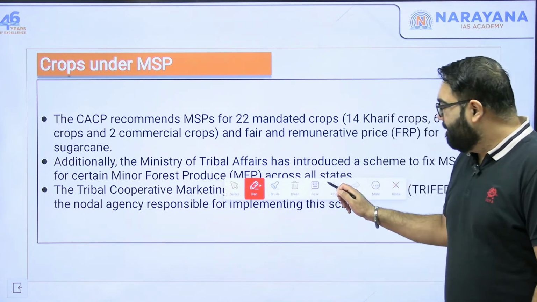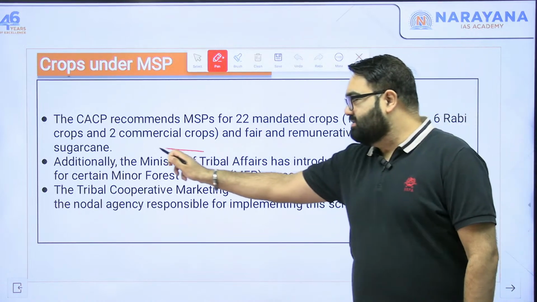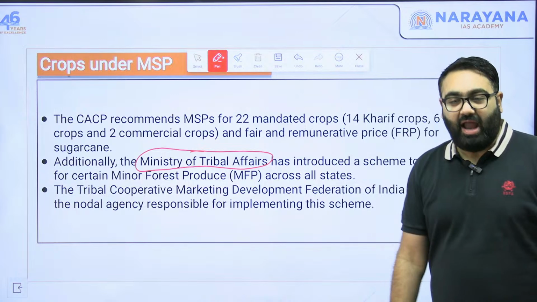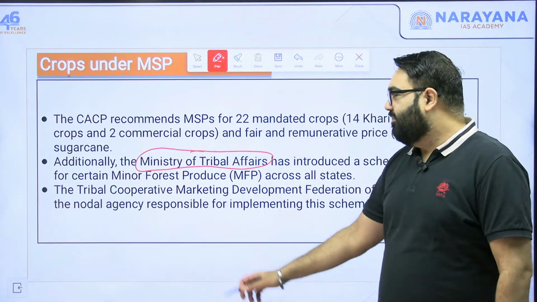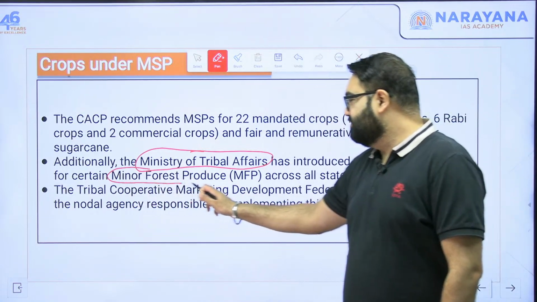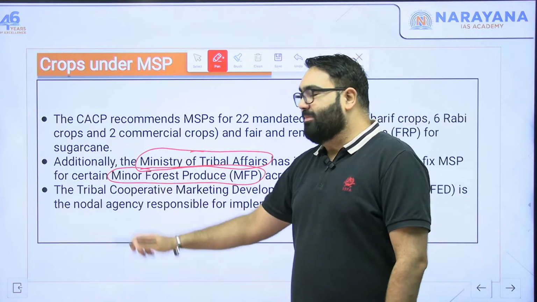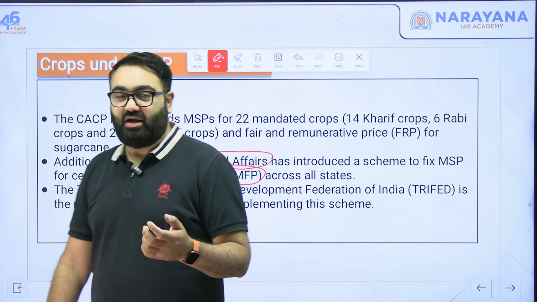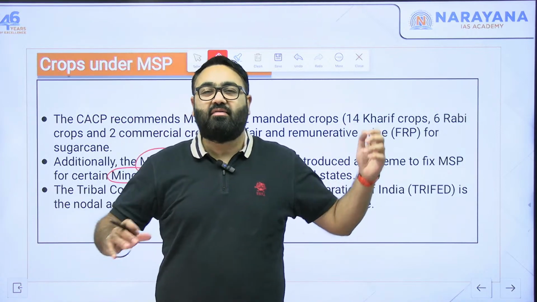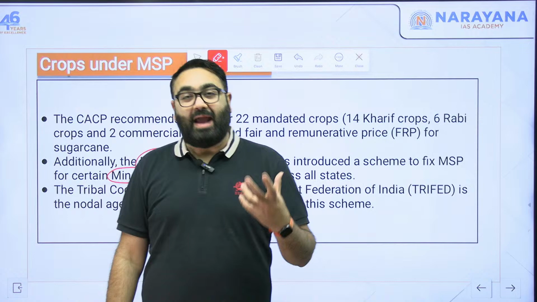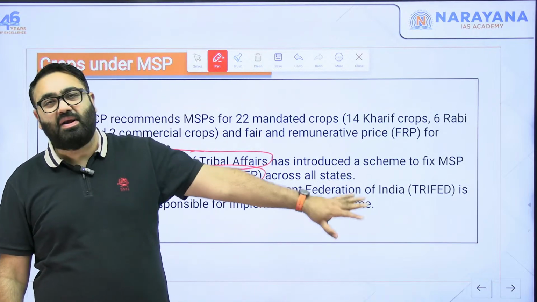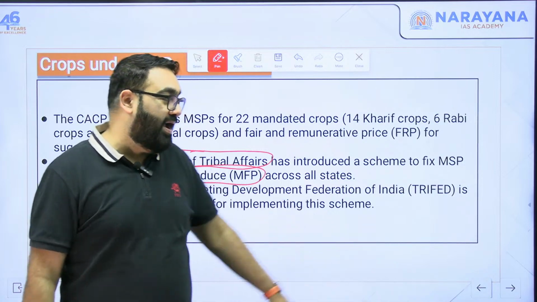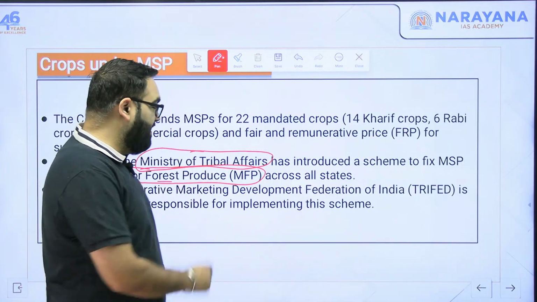That is, the Ministry of Tribal Affairs, in order to give a boost to tribal farming, have also been doing something similar for certain minor forest produce. So the tribal families that live in the forest, they also grow a certain number of things that are used in medicines, etc., in their tribal areas. So the Tribal Affairs Ministry as a separate initiative also announces that we will also be able to buy some stuff which comes under minor forest produce strategy.